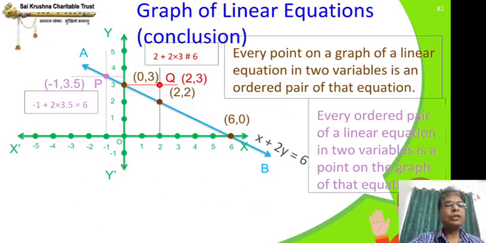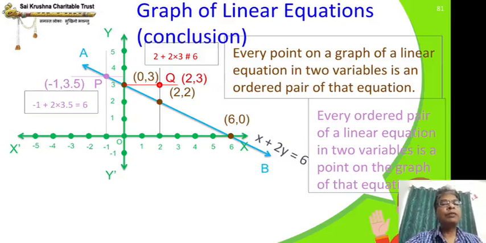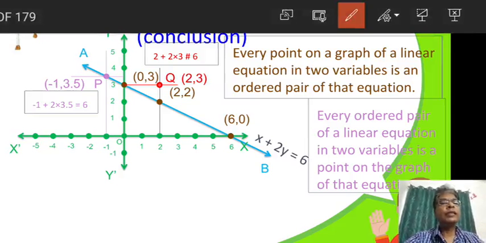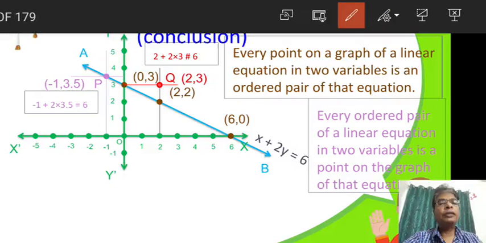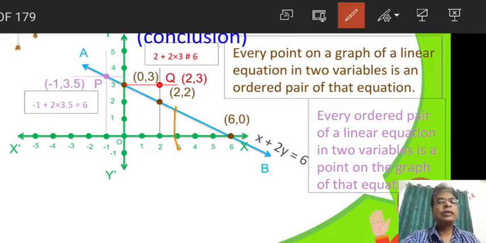The next conclusion is that every ordered pair of a linear equation in 2 variables is a point on the graph of that equation. So we saw an ordered pair, that is (-1, 3.5). Although we did it in reverse, still if you see like this pink point, you can take any point. Let me take one more point. I'll take, say, 3, and it will approximately come to 2.5.